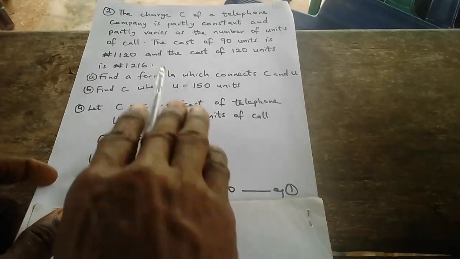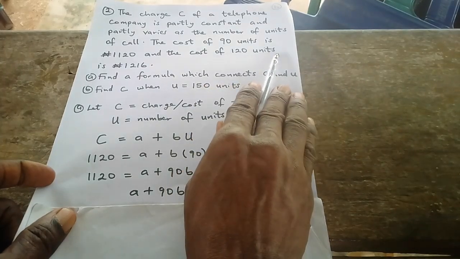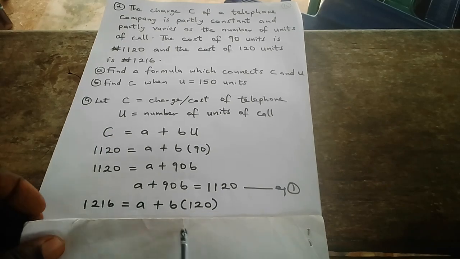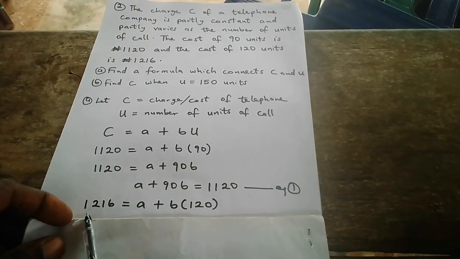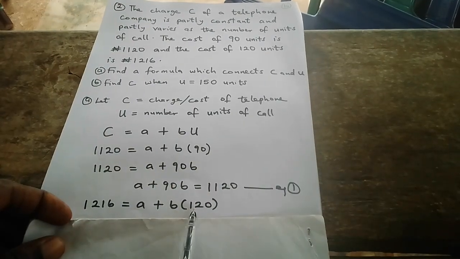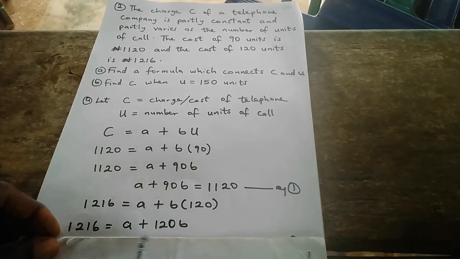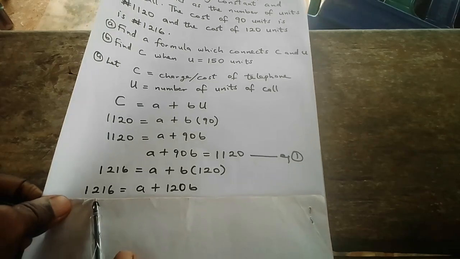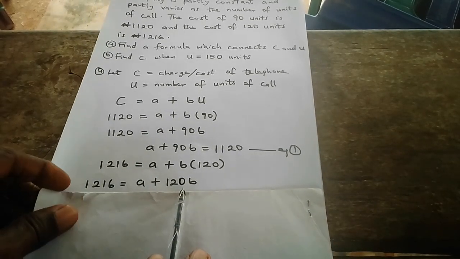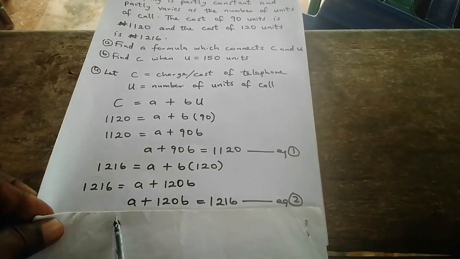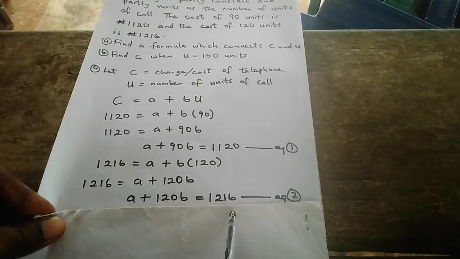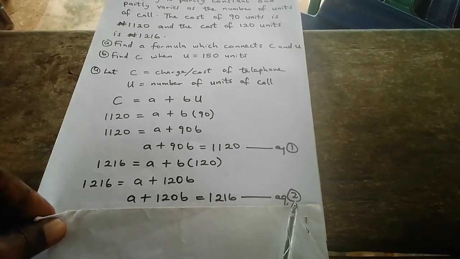Then the second part says that the cost of 120 units is 1216. So you are going to substitute it again. In place of C, 1216 is equal to A plus B times 120 units. Same thing as saying 1216 is equal to A plus B times 120, which is 120B. So this can be written as A plus 120B is equal to 1216. This is our equation 2.